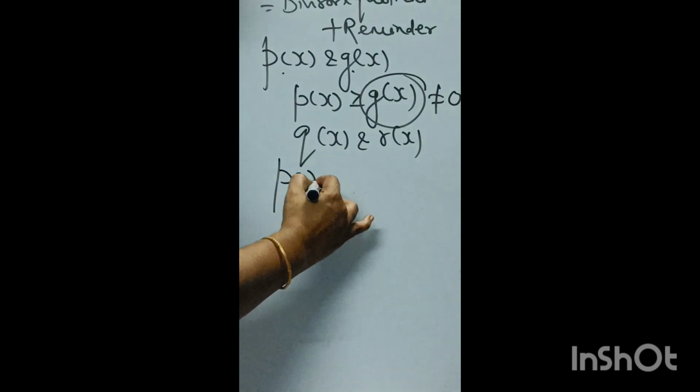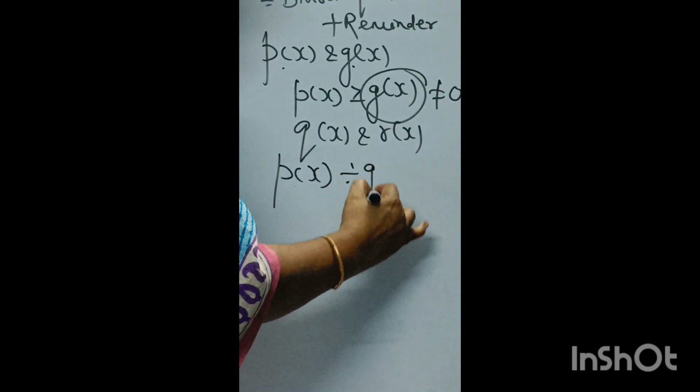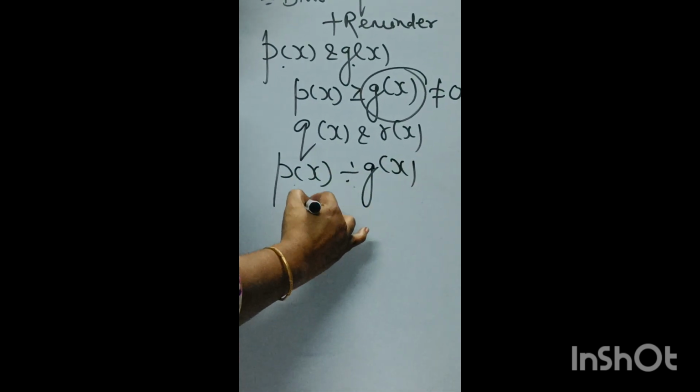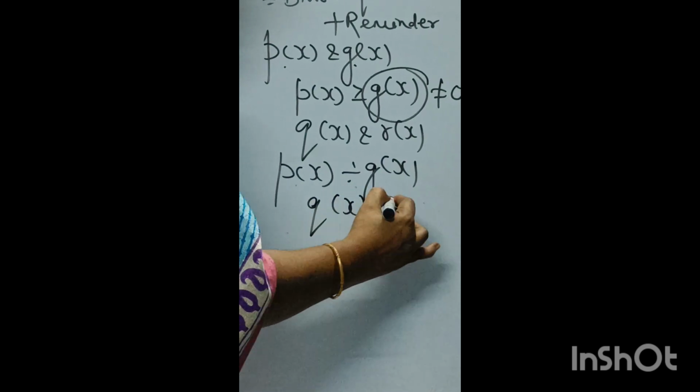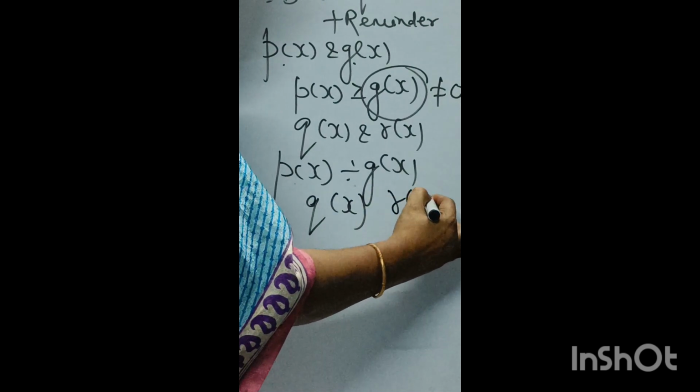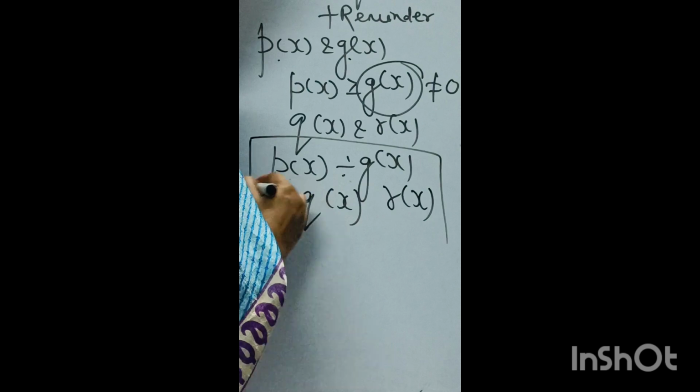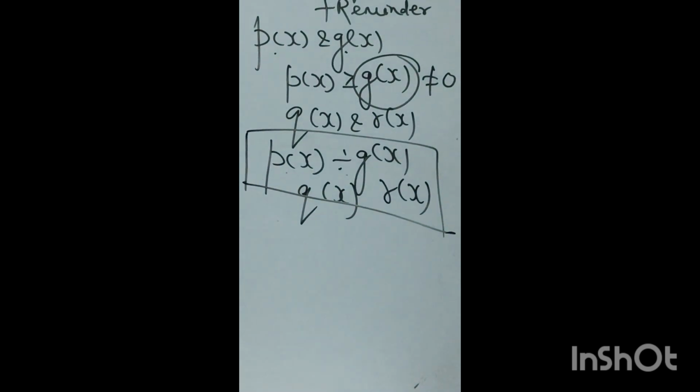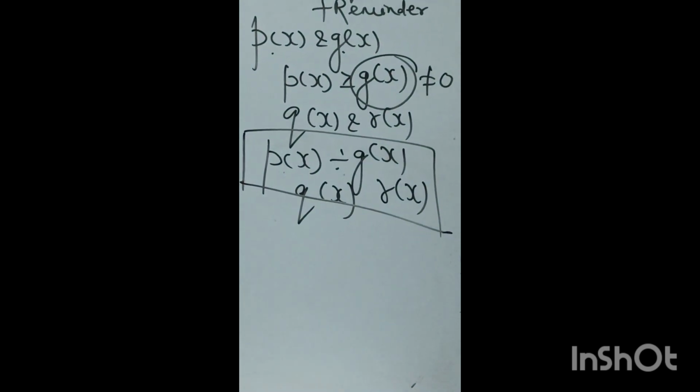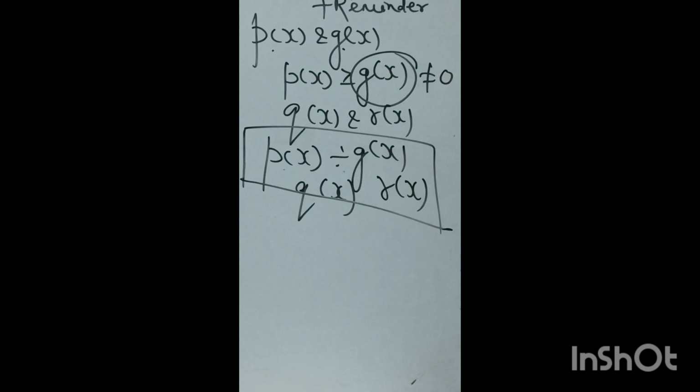That is, when p of x is divided by g of x, we get the quotient q of x and the remainder r of x. This is the crux. Okay, what is the remainder theorem? This is the crux. And for example, we are going to evaluate a simple sum. Let's see now.